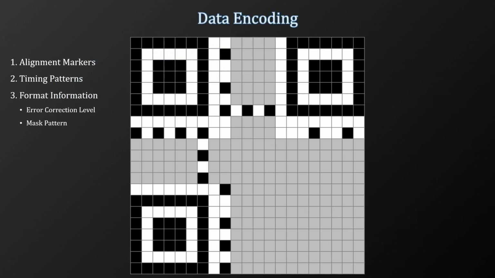Next step is data encoding. Data encoding consists of 3 steps: encoding the message, adding error correction codes, and applying the mask.